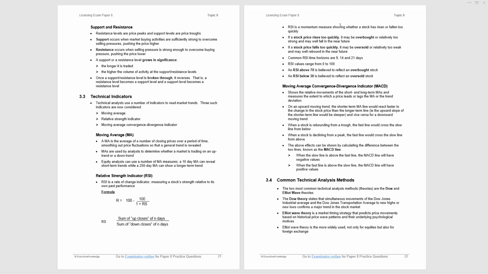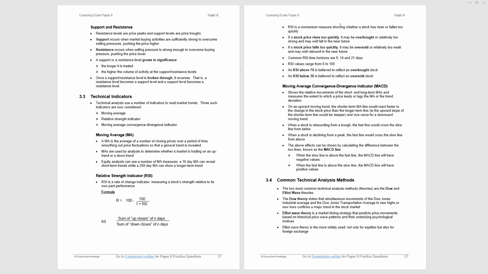The support occurs when market buying activities are sufficiently strong to overcome selling pressures. In other words, you're not going to go any lower. Whereas the resistance, it's the other way around, when selling pressure is strong enough to overcome buying pressure. Now, we're told the support or resistance level grows in significance. It's more significant the longer it is traded.